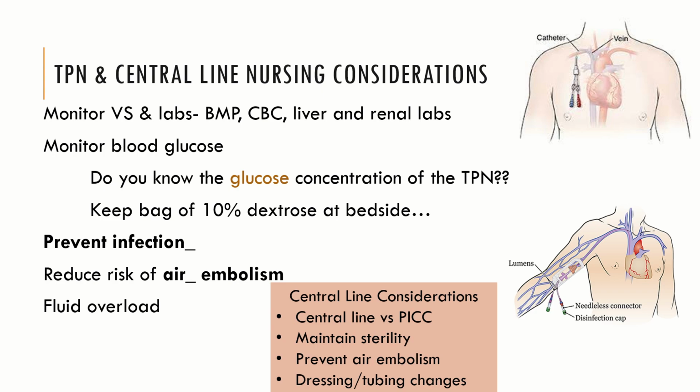Reducing air embolism: we need to prevent air getting into the tube, because again, it is a direct line to the heart, and any air is going to be an embolus leading right into the heart, and that could lead to death in the patient. Also fluid overload: when we have central lines on the pump, we just want to be careful in maintaining the correct rates. If you need another nurse to sign off with you or verify your rates, make sure that you are at the correct rate that's ordered to avoid fluid overload.